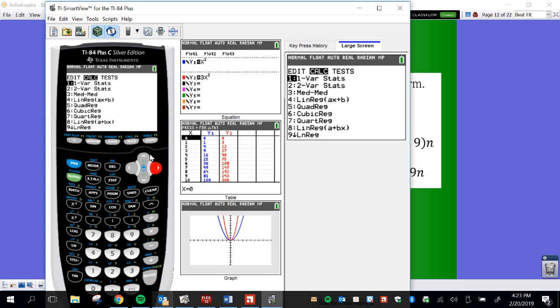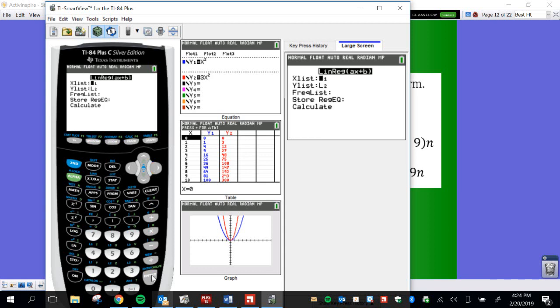All right, so now that I have all my data in, I hit Stat again. This time I'm going to go over to Calc. And since it's telling me it's a sequence, I know we're going to use linear. So I'm going to hit 4, and I hit Enter like 5 times. And it gives me the equation where A is going to be -9 and B is going to be 45.